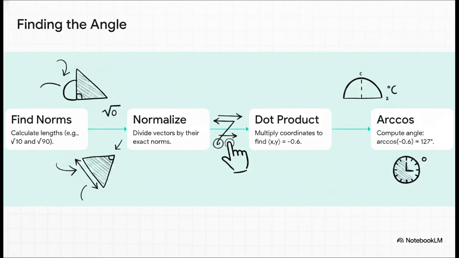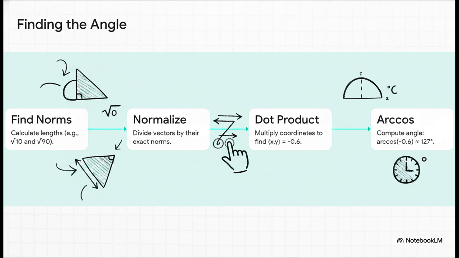So let's put it all together for the actual problem. Step 1, calculate the norms of your two vectors using Pythagoras. Let's say you get the square root of 10 for the first one and the square root of 90 for the second. Step 2, divide the vectors by those exact norms to normalize them into pure directions.